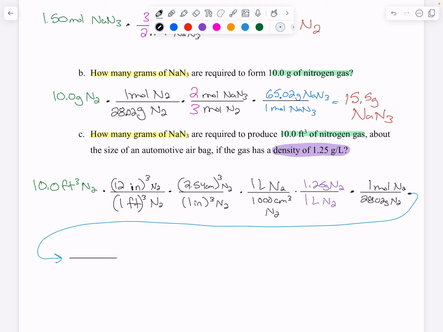On the bottom is going to be, we'll use the pink again, moles N2, so 3 moles N2, and 2 moles NaN3. But we're not done. We need one more. We need mass. All right, so 1 mole of NaN3 is 65.02 grams. And if I do this, I think I get 548 grams.